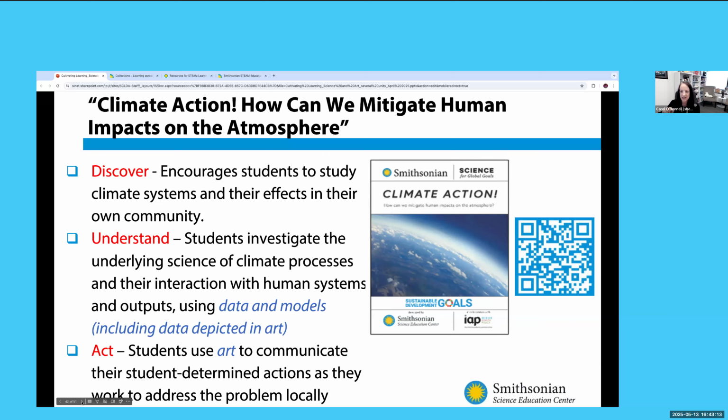So this particular guide, Climate Action, which you can get from this QR code that I have up here, is called Climate Action: How Can We Mitigate Human Impacts on the Atmosphere? And every one of our guides takes students through a cycle called Discover, Understand, Act. That's how the lessons are structured, and that's also how the guide is structured.